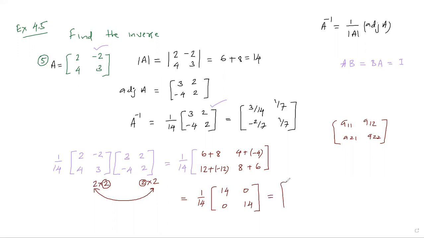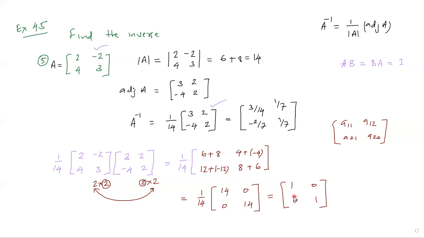14. Dekho, 1 by 14 se multiply karenge to, 1 by 14 into 14, 1, 0 into anything, 0, 0 into anything, 0, 1 by 14 into 14, 1. Look at that, you got the identity matrix. See, so they are inverses.